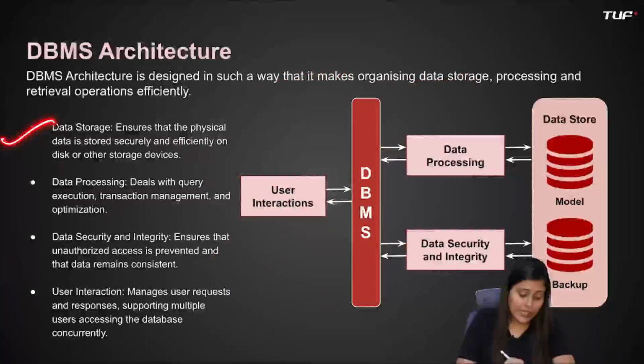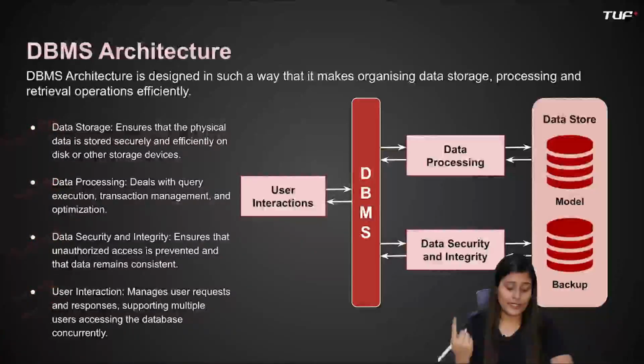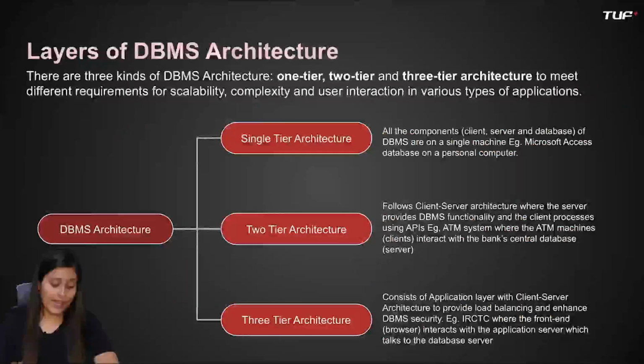So these are the few things which need to be taken care of: data storage, processing, security and user interactions while designing any database architecture. Next is layers of DBMS architecture. Basically we have three different kinds of layers of database architecture. The very first is 1 tier, 2 tier and 3 tier architecture.